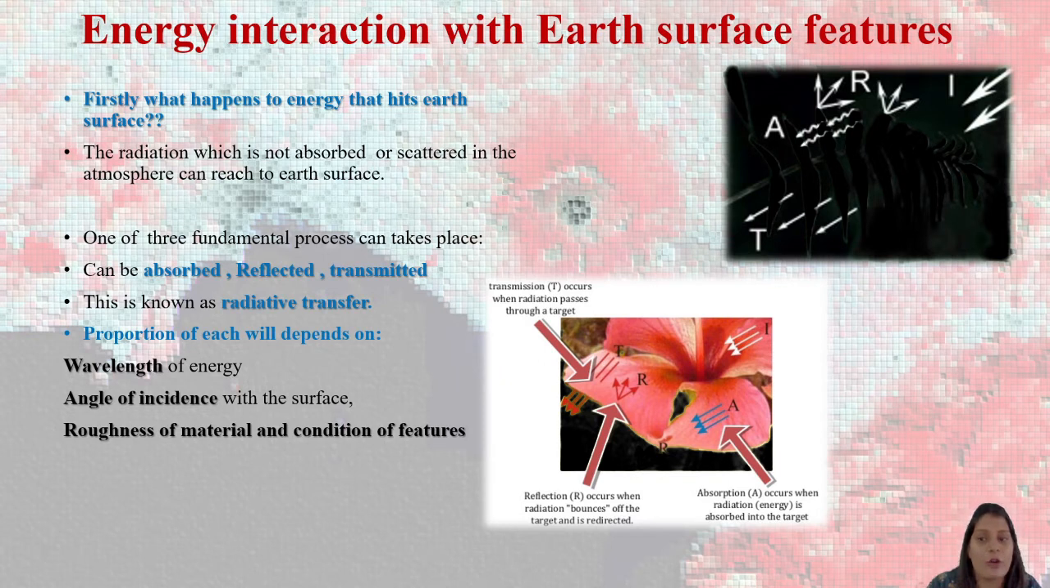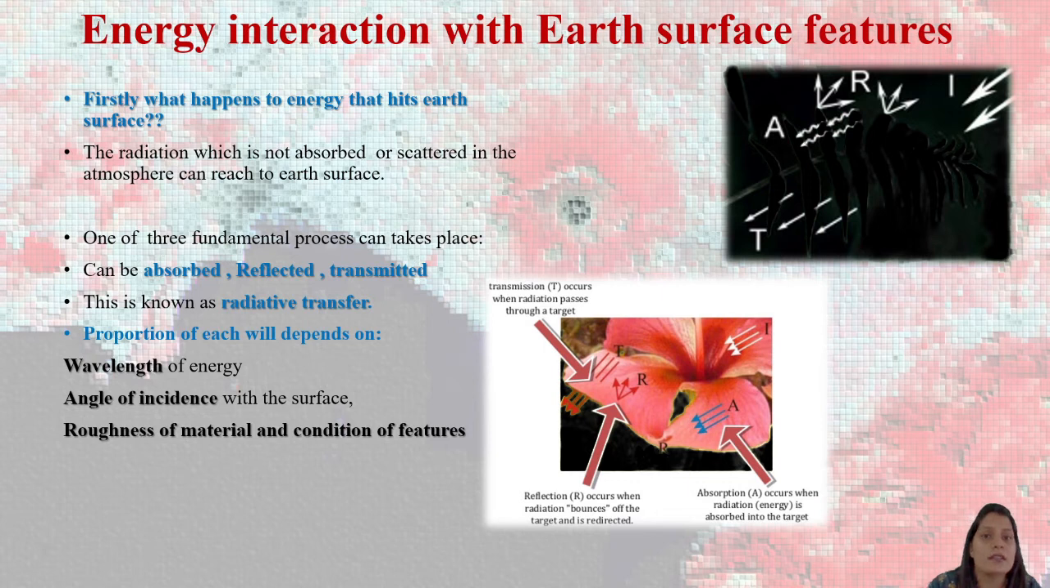So let's say first of all, there are three fundamental processes: absorbed, reflected, and transmitted. This is known as radiative transfer, right? And the proportion will depend on the wavelength of energy, the angle of incidence, and the roughness of the material, right?